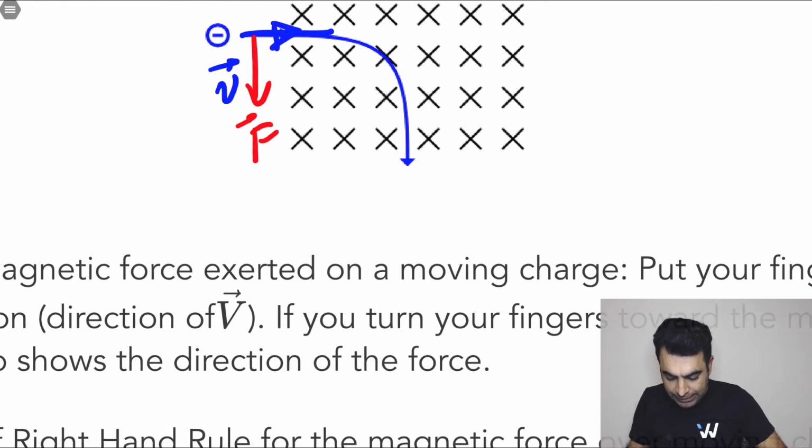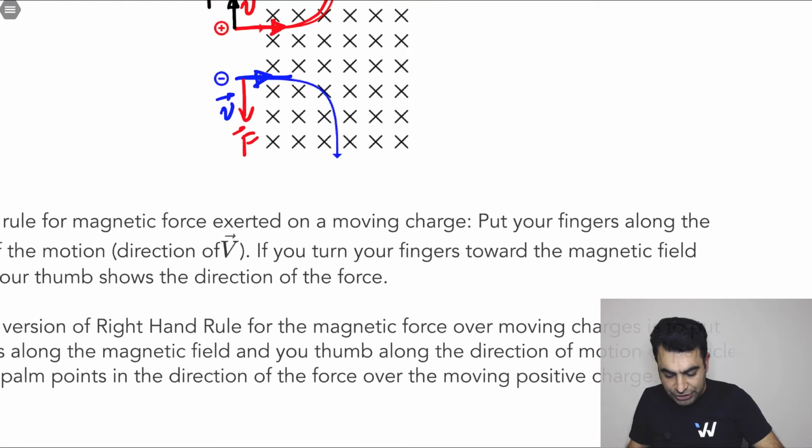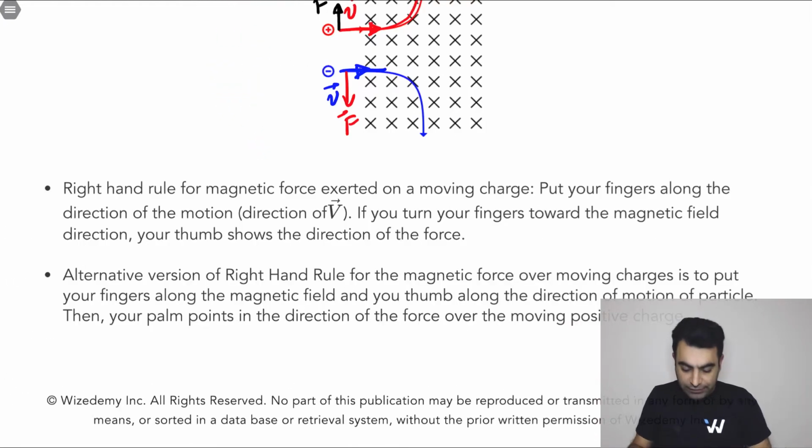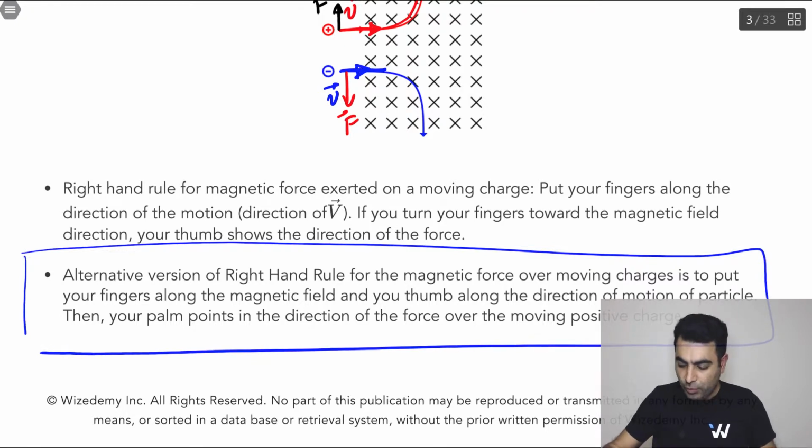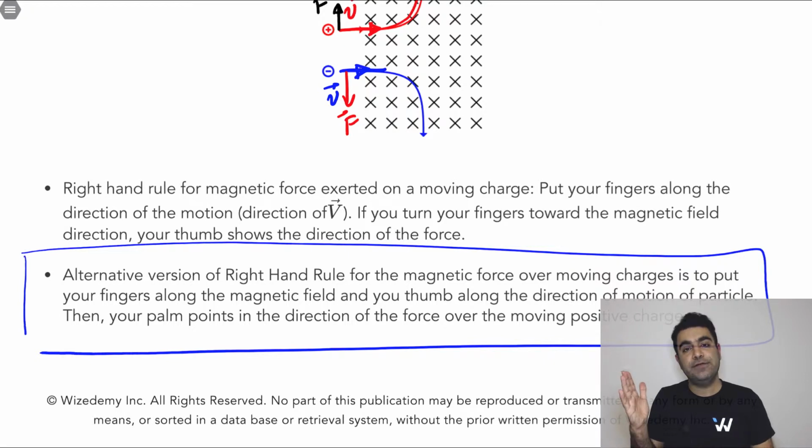Okay, let's talk about the second version of the right-hand rule as well. The second version of the right-hand rule, which I explained here, works in a similar way. In this method, we put the fingers of the right hand along the B vector, the magnetic field. And you put your thumb along the direction of the motion of the particle, or velocity. And then your palm shows the direction of the force.